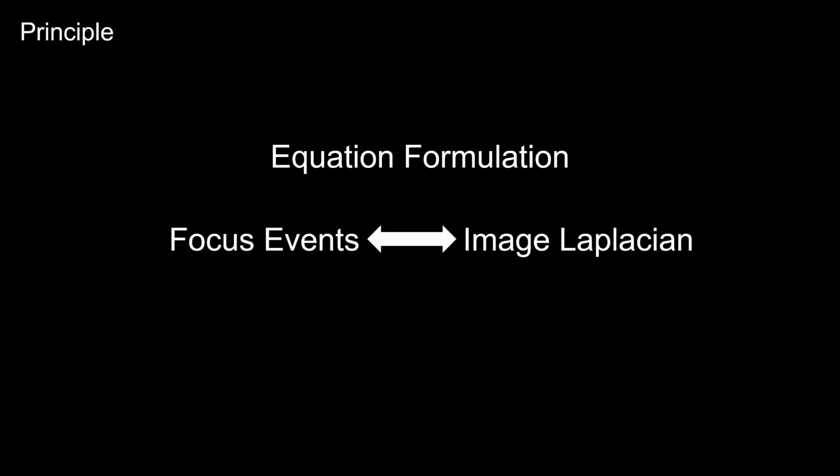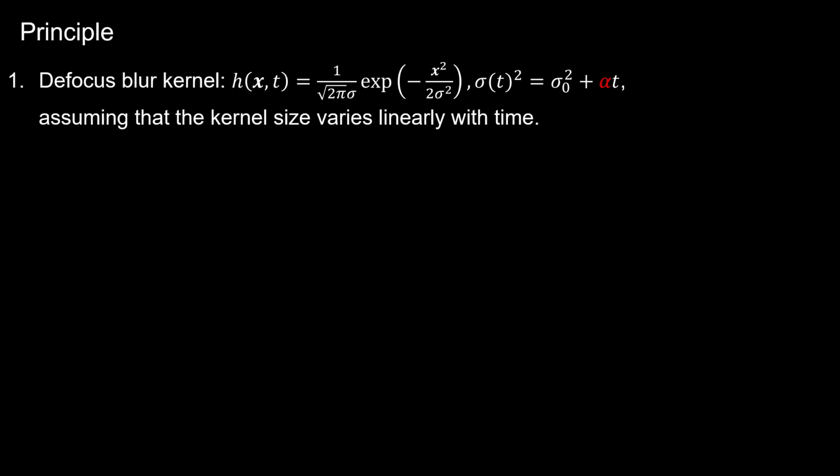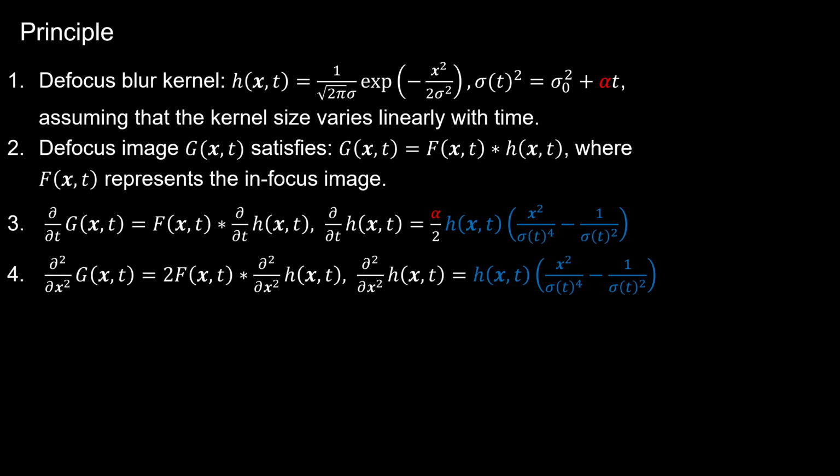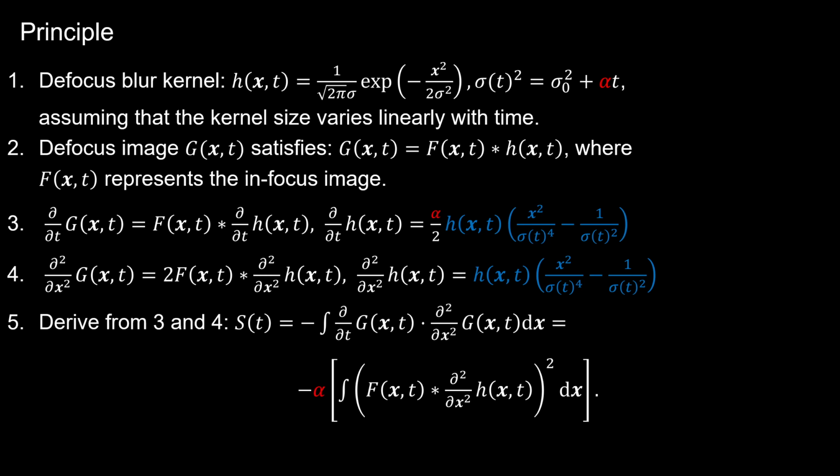Based on the previous insight, we now analyze the relationship between event generation and the image Laplacian in a mathematical form. During the focusing process, we assume that the size of the defocus blur kernel varies linearly with time. The defocus image G(x,t) can be expressed as the convolution of the sharp in-focus image F(x,t) with the defocus kernel H(x,t). We then examine two quantities, the temporal derivative and the spatial second-order derivative. Interestingly, these two expressions share a similar structure. If we multiply them pointwise and integrate over the entire image, we obtain a function s(t), and crucially, the sign of s(t) is completely determined by the sign of alpha, the direction of focus.